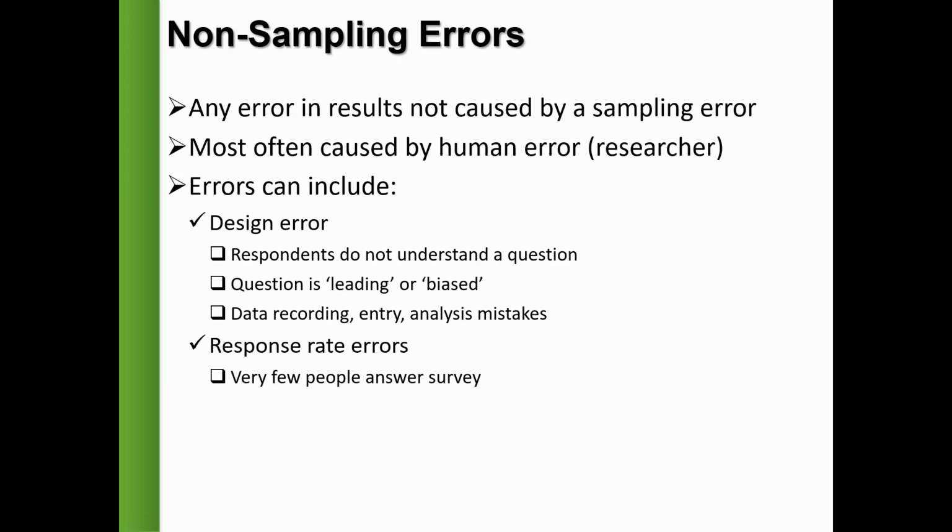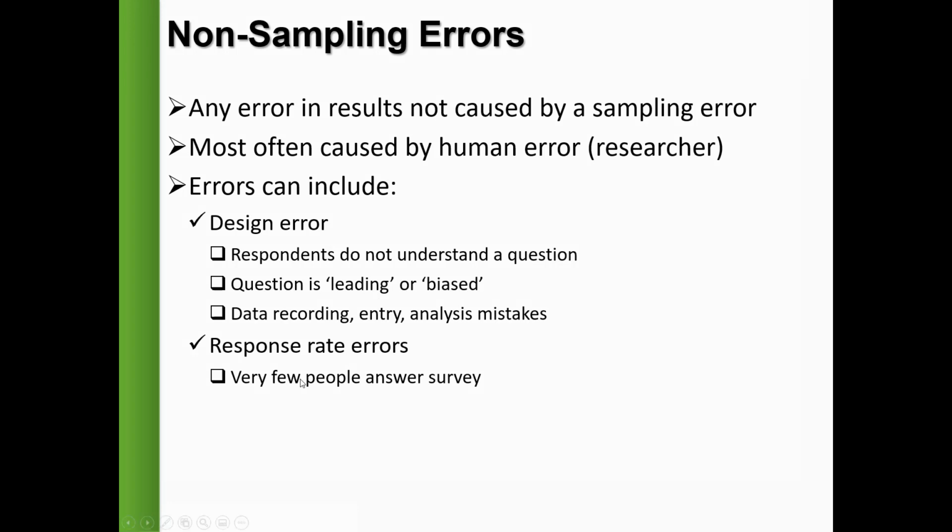Non-sampling errors, okay? Any error in results not caused by a sampling error, and generally these are human errors, the researchers making mistakes, okay? And these errors can be design errors. Respondents do not understand the questions in your survey. Your question is leading or biased. Data recording, data entry, and analysis mistakes. So you put the information in wrong, you analyze the information incorrectly.